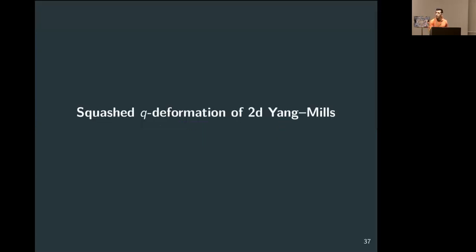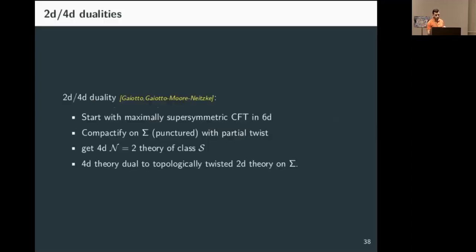All right. So let me discuss this other deformation, which comes from dimensional reduction from 5D, and we called it a squashed Q-deformation because it comes from a reduction on a squashed sphere. At this stage, you may think that it has nothing to do with TT-bar, but hopefully by the end of the talk, I will convince you that it has nothing to do with TT-bar yet, at least. So let me first remind you of or introduce you to Gaiotto dualities or 2D-4D dualities.